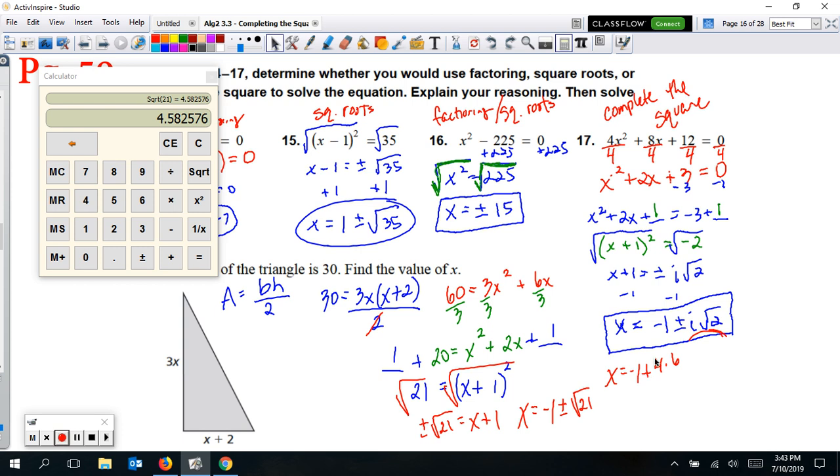Negative 1 plus 4.6. I'm just going to round it to 1 decimal place. And then it's negative 1 minus that decimal. Negative 1 minus 4.6. So our answer is here for this one. If I take 1 away from 4.6, I'll get 3.6, and this would be negative 5.6. So obviously we can't keep the one that's negative. The answer can't be negative, so we're only going to keep 3.6. So our answer, find the value of x, it is 3.6. So that's our answer on this one for number 18.